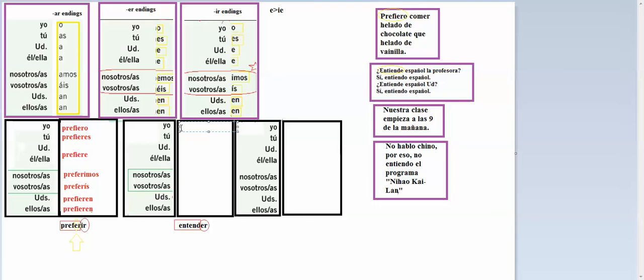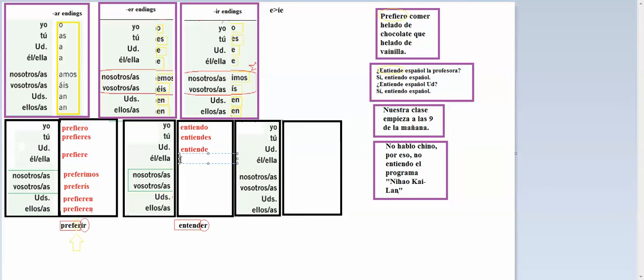So the stem for entender is entend. Okay, so I'm going to change that second E to an IE, entiend, and then my ER endings, it would make this an O. So for tú, it would be entend, that's my stem again. I have to make the change here, entiend, and for ER endings, that would be an ES. For usted, él and ella, entend is my stem. I'm going to change that E to an IE because it falls outside of that green box, so I have to make the change. And for usted, I just add an E.